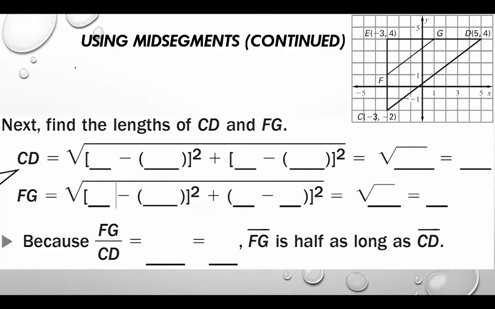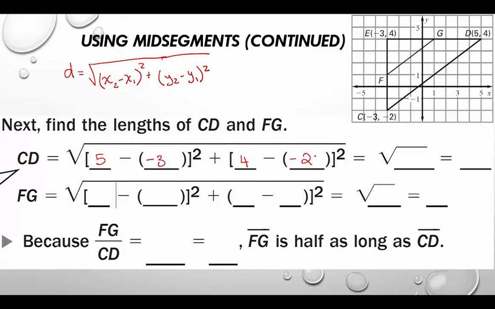Okay, lengths. Remember, the formula for length is the same as finding the distance, which is square root of x2 minus x1 squared plus y2 minus y1 squared. So let's plug in what we know. To find the length of CD, we've got 5 minus a negative 3, the whole thing squared, and we've got 4 minus a negative 2, the whole thing squared. When we simplify this, this is square root of 100, which is 10.